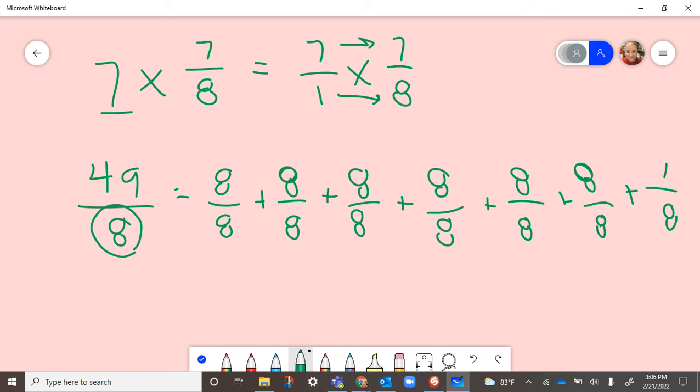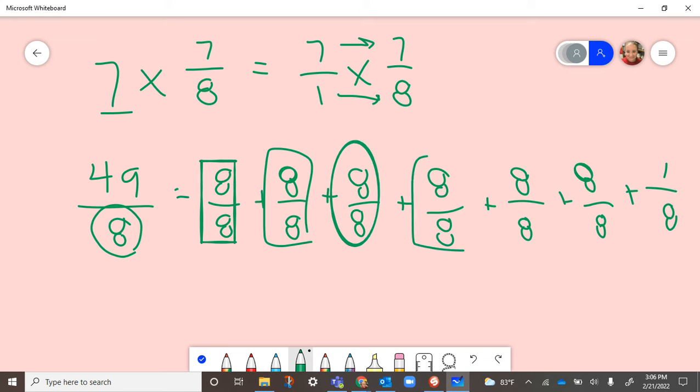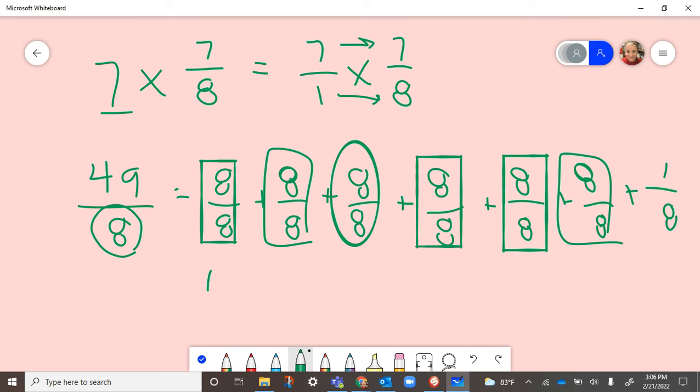And so then I'm going to count my wholes. So 1, 2, 3, 4, 5, 6. So 6 wholes. Anytime you have a number that's the same in the numerator and the denominator, that's 1 whole. And then what's left is your 1/8. So you tag on that leftover. So 6 wholes and 1/8 is what this changes to.